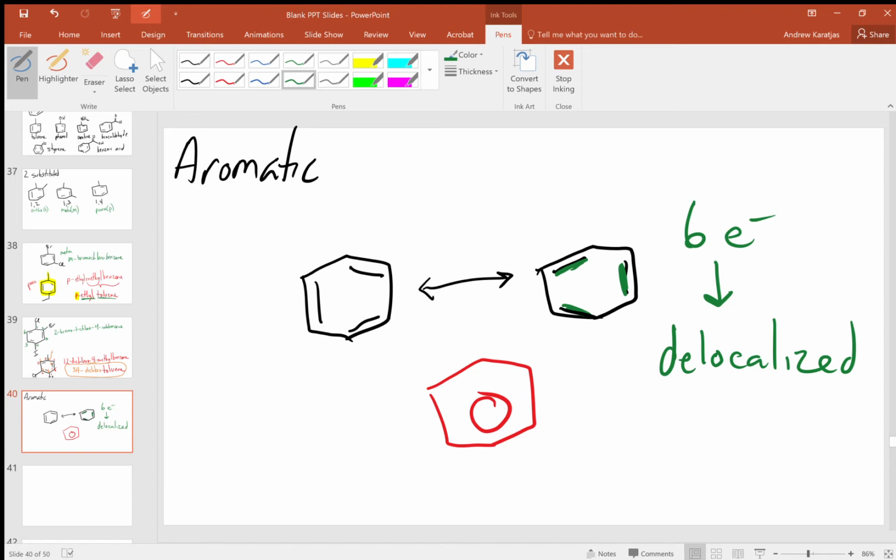Now, it turns out that this isn't the only situation that qualifies as aromatic. There are many others. This is by far the most common. But there will be times later on in this course in biochemistry where we see other groups that we also classify as aromatic. And we won't get into that in much detail here, but it's just something to sort of keep our eyes open for down the road.